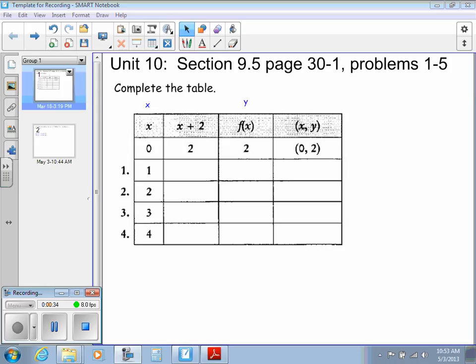So as they've shown here, if we input a 0 for x, 0 plus 2 is 2, and therefore our f of x, our function, our y, our output, is 2. And we get an ordered pair, x, y, or x and the f of x. So let's go ahead and fill in the rest of these, if we can.